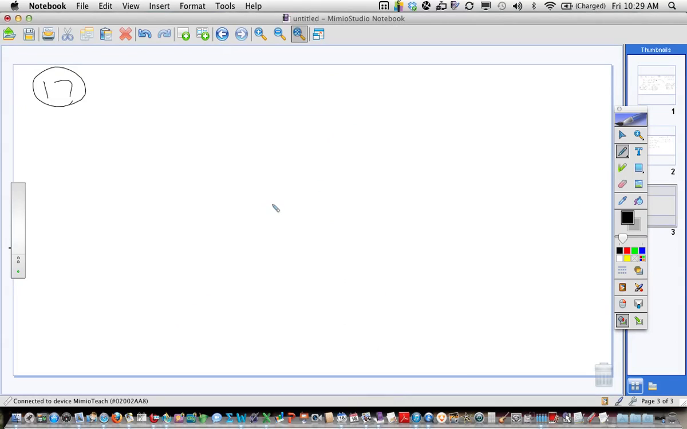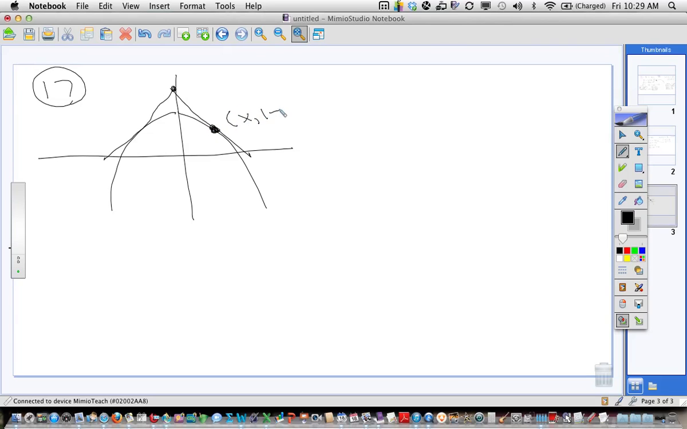The difficulty with this one is getting it set up, right? So let's draw ourselves a picture of this. And we've got the parabola here. Since it's symmetrical, I really only need one side of this. The other side would just be a mirror image over here. Okay, but there's my triangle. And this would be the point x and 1 minus x squared.